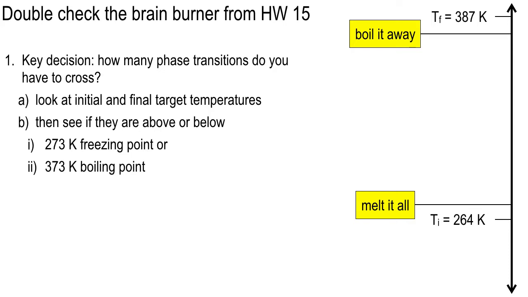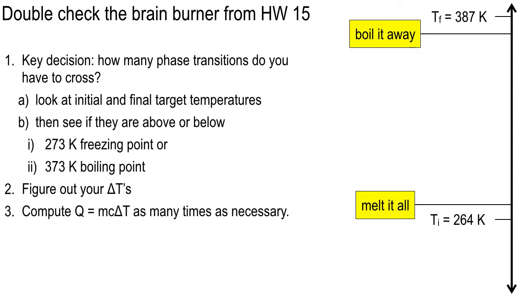At the freezing point, it all solidifies if you're extracting energy. But if you're heating stuff up, it's going to all melt at 273 K. And then once it's all melted, you keep going up in temperature as liquid water. And finally, you get up to 373, and you start boiling things away until it's all steam, and then you can heat the steam. That's how you've got to think about these problems. So you figure out your delta T's based on two things: the phase transition points that you've decided on, and the final and initial temperatures. And from that, you compute the heating energy, Q equals MC delta T, as many times as necessary.